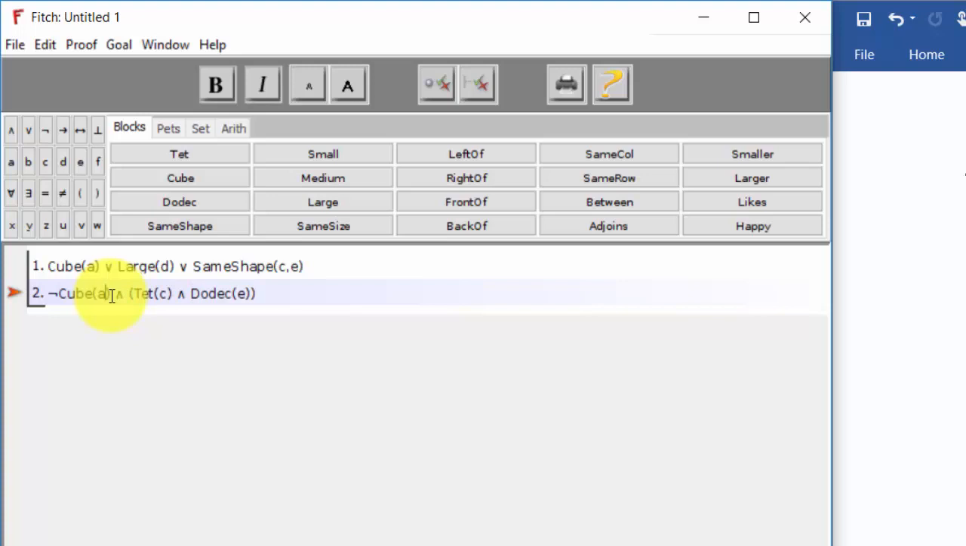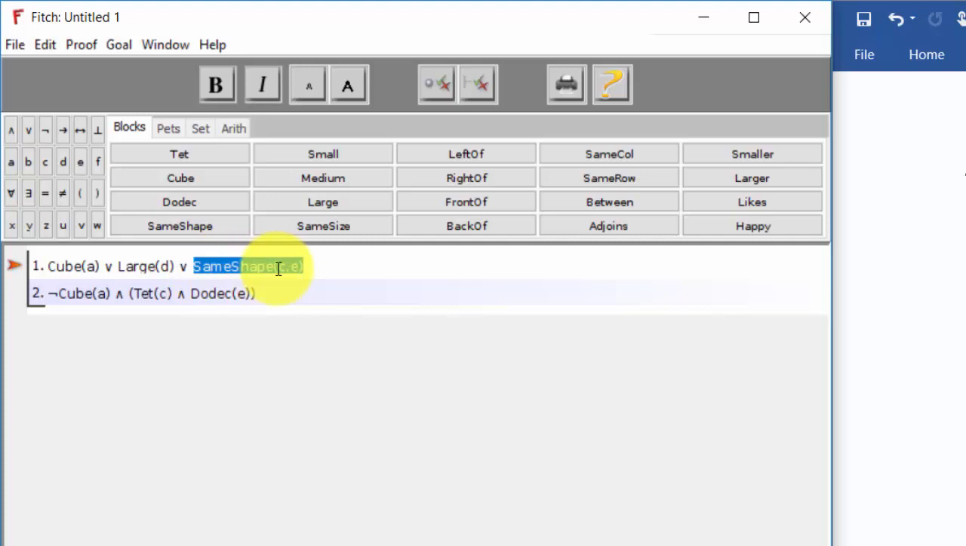And then looking at 1 and 2, since it's not the case that A is a cube must be true, I know that this disjunct must be false. And because I know that C is a tetrahedron must be true, and E is a dodecahedron must be true, and I know that we can infer from that that C and E are not the same shape, then I know that this disjunct must be false.